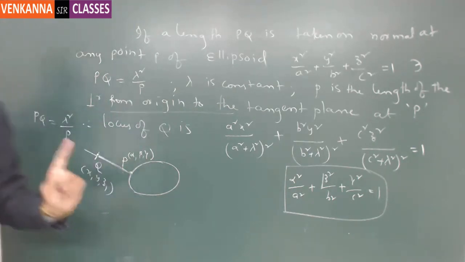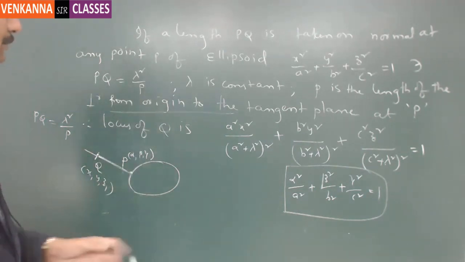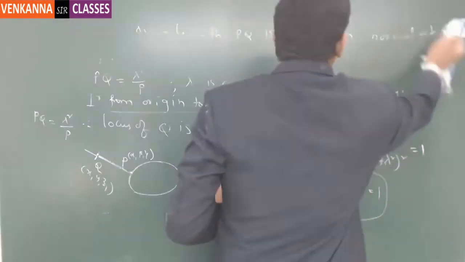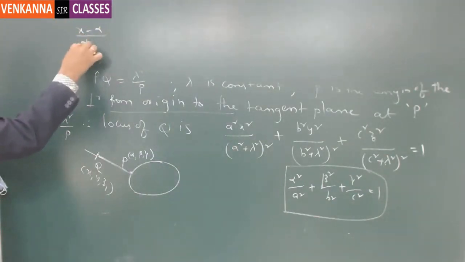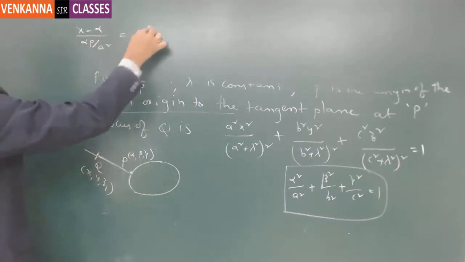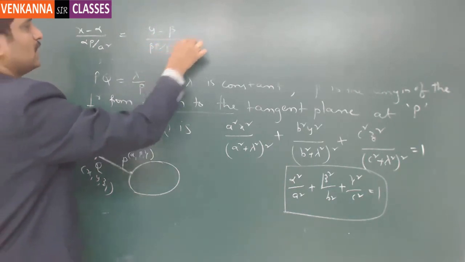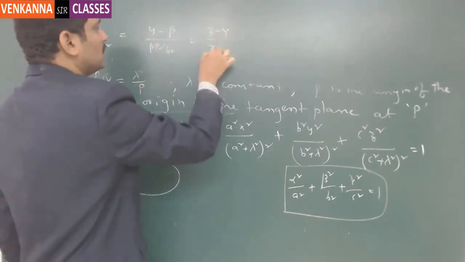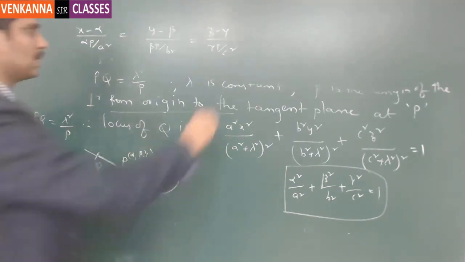Right? So the first step, I have to write the equation of the normal. Equation of the normal is (x minus alpha) by (alpha p by a square), (y minus beta) by (beta p by b square), (z minus gamma) by (gamma p by c square). This is the equation of the normal we will consider. So let us take that this is equal to r, the parametric value.